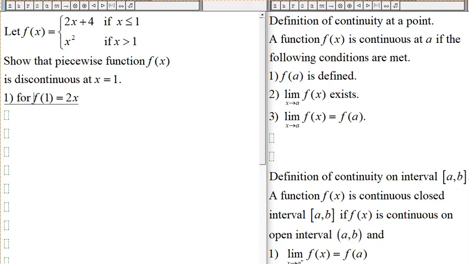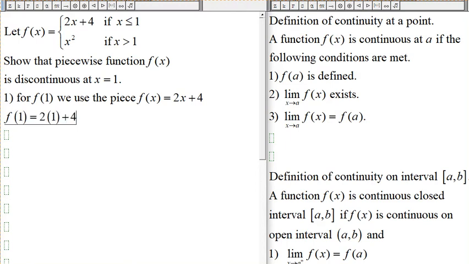So for f of 1, we use the piece f of x equal to 2x plus 4. One more time, because x is 1, and 1 is part of this x less than or equal to 1. And so f of 1 would be 2 times 1 plus 4, which is equal to 6.